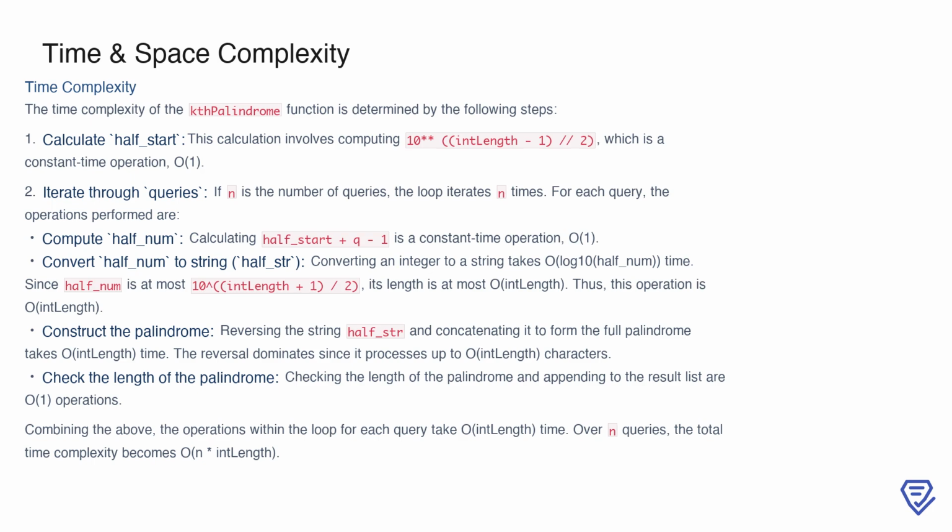Next, we convert half_number to a string, which depends on the number of digits in half_number. Since the length of half_number is proportional to the input parameter int_length, this conversion takes O(int_length) time. After that, we reverse this string and concatenate it to construct the full palindrome, which also takes O(int_length) time because the operations involve manipulating strings of up to int_length characters. Finally, checking the palindrome's length and appending it to the result list are simple operations that take constant time, O(1). When we consider these steps for all n queries, the total time complexity becomes O(n × int_length), as the dominant factor is the string operations performed per query.